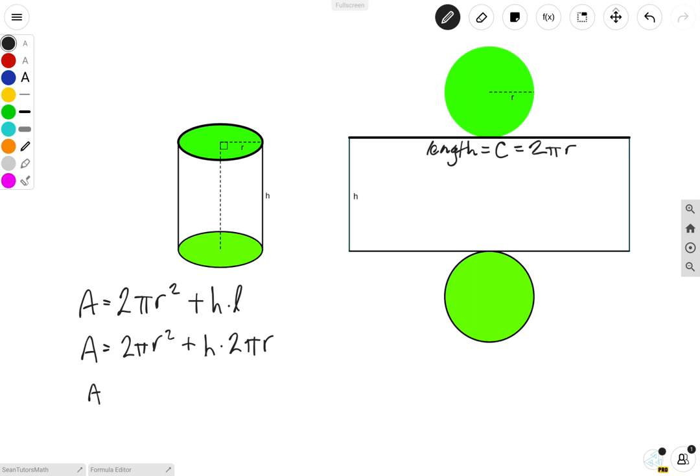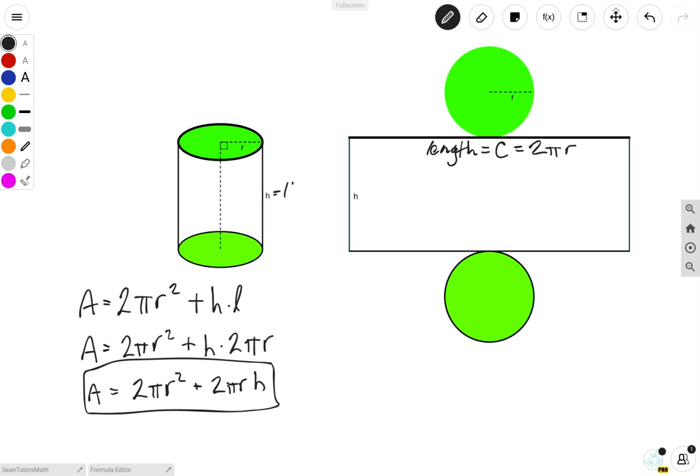I might put that h at the end just to make it look a little cleaner with the 2's coming first. So 2 pi r squared plus 2 pi r h. There we go. There's a generalized formula for the area of our cylinder. Like I said, let's put some numbers to this.